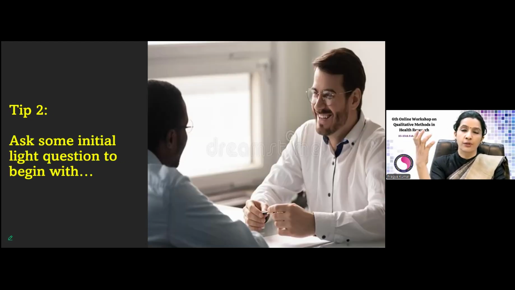Second comes your initial rapport building questions. Whenever you ask questions, you should start with something like how they have come, their travel, who all are there in the family, so that they are in the habit of speaking. Once they are into that mode of speaking, then you should pose your question. That's why you should start with some light questions initially.